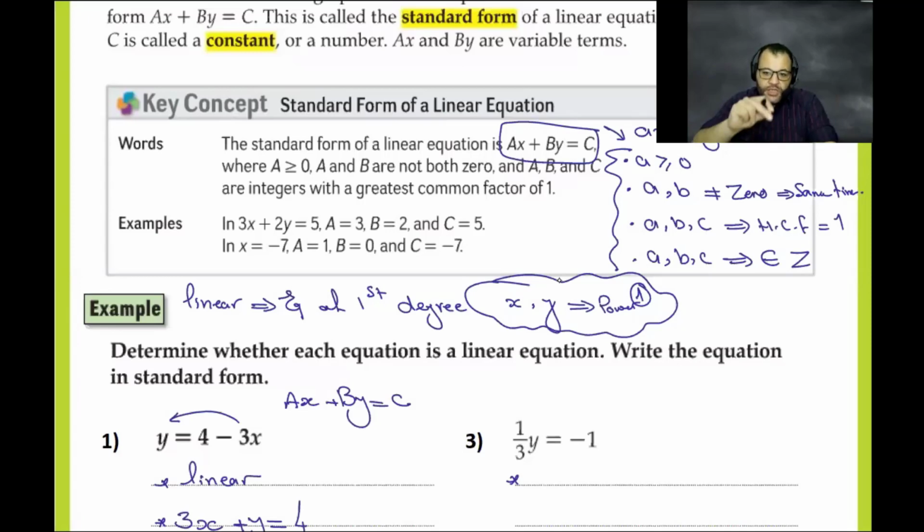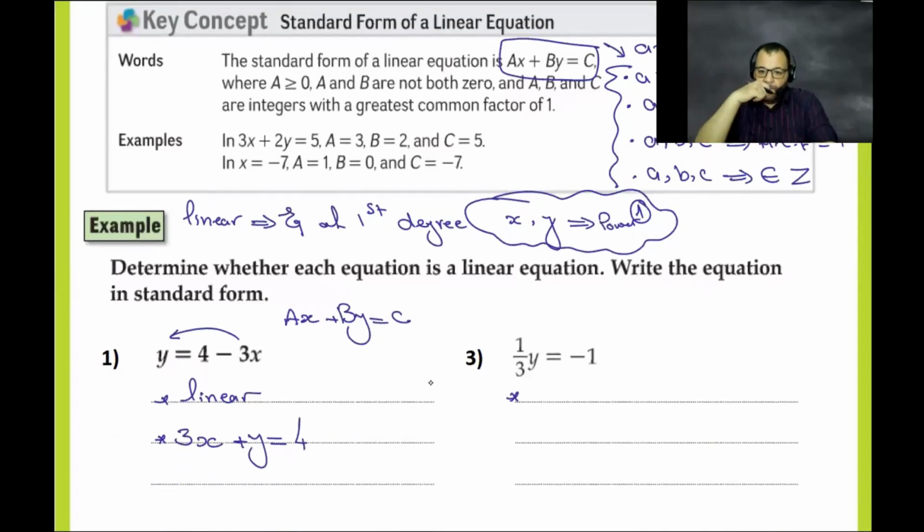So why is this one not linear? I unmute you, Farhan. Farhan is not here. Okay. Why is this one not linear?